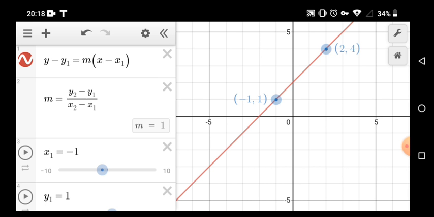The reason for that is that's how you'd work out a gradient, which is m. That's what m is. As you see here, m is equal to y2 minus y1 over x2 minus x1, or the change in y over the change in x. That's what a gradient is.